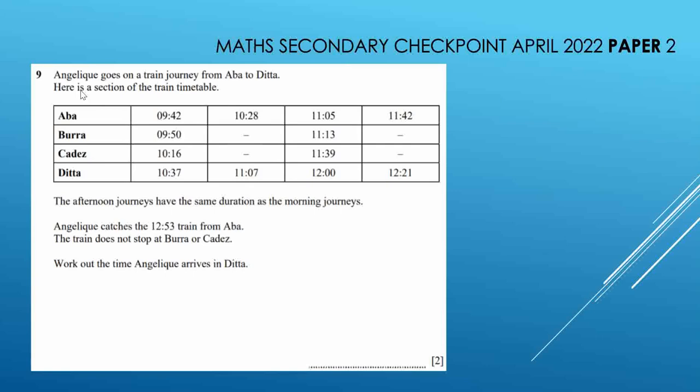Next. Question 9. Angelique goes on a train journey from Ava to Dita. Here's a section of the train timetable. The afternoon journeys have the same duration as the morning journeys.